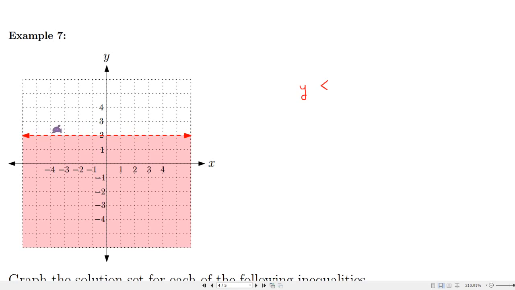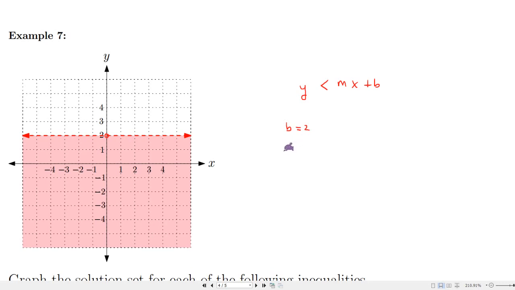Well, this is a dashed line, so that's why it's going to be just a strict less than, not a less than or equal to. We don't allow equality because it's dashed there. And then we have mx plus b. So we just have to figure out the slope and the intercept. Well, the intercept for that boundary equation is at positive 2. So b is equal to 2.